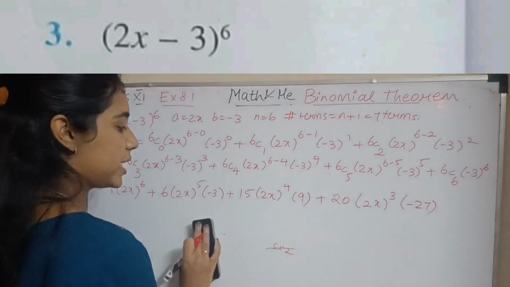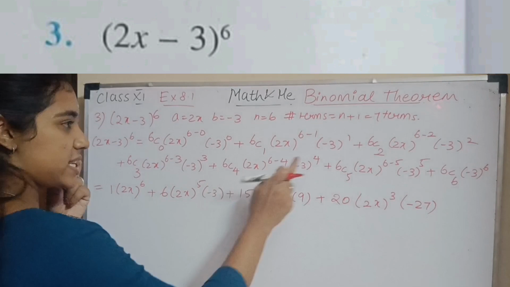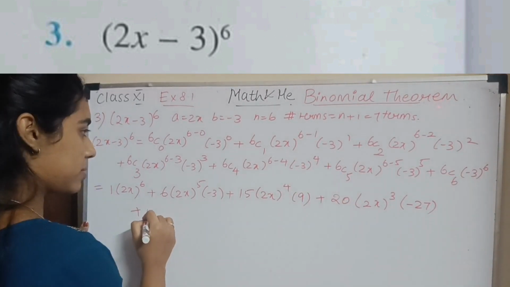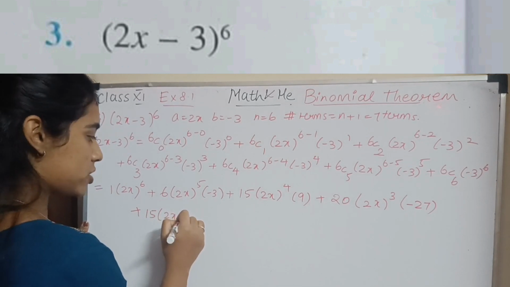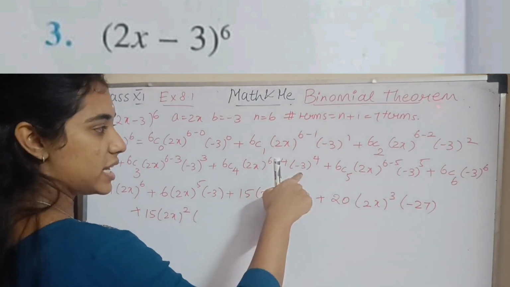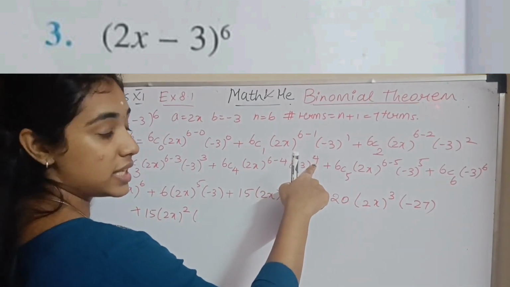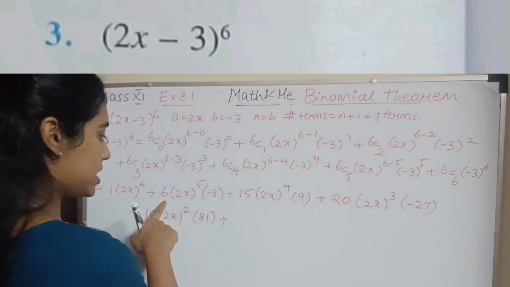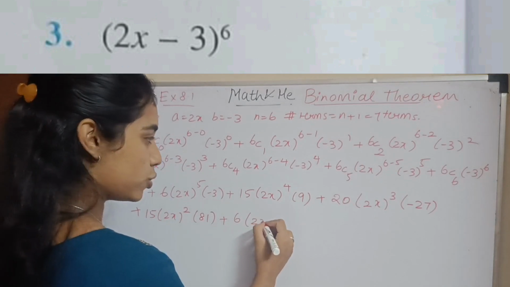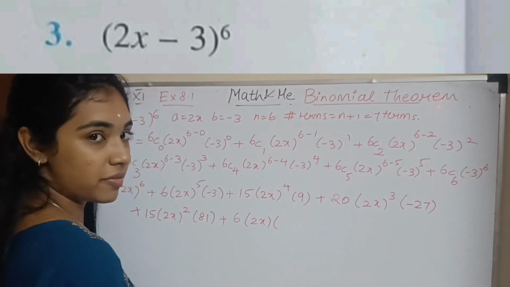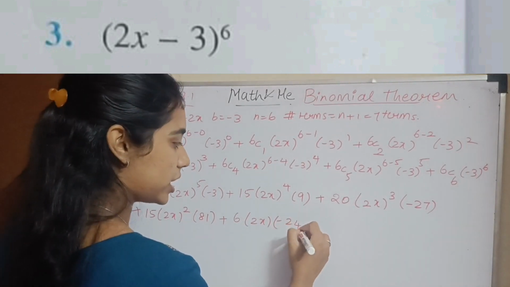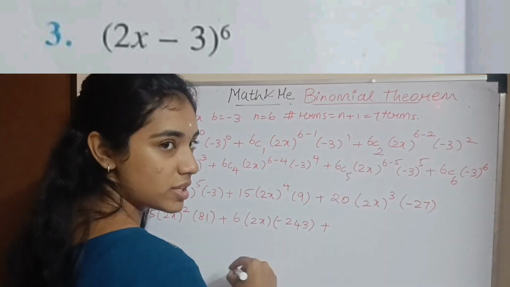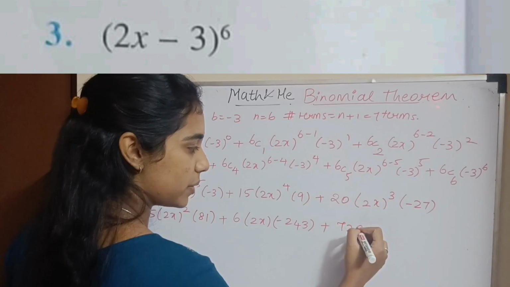Okay. Now next term 6C4 is the same as 6C2. So it can be 15. So it is nothing but 15 times 2x to the power 2 times minus 3 to the power 4, and 3 3s are 9, 9 9s are 81. Plus 6C5 is 6 times 2x times minus 3 to the power 5, which is minus 243, plus 6C6 is nothing but 1, and minus 3 to the 6 is plus 729.